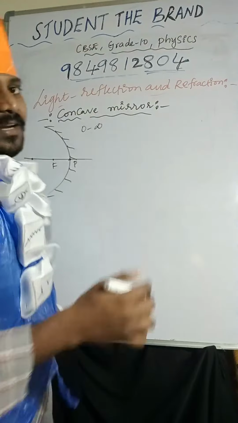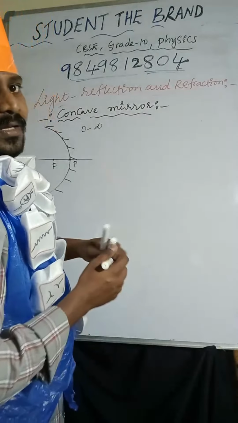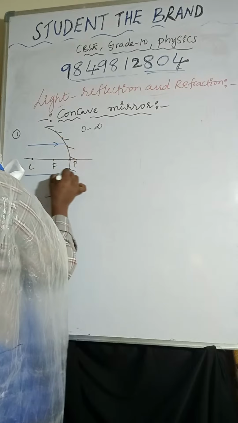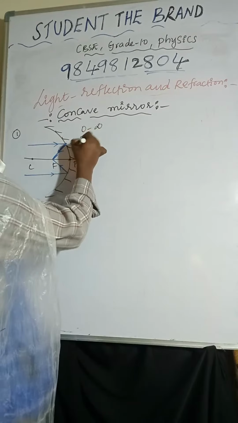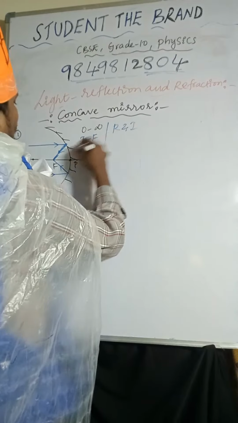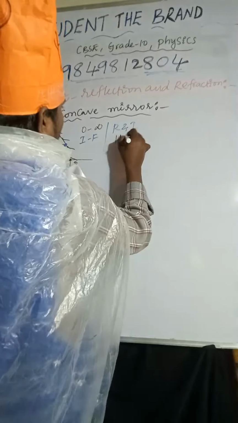How many light rays are required to form the image of the object? Minimum 2 light rays are required, right? So I'm considering one light ray like this, another light ray like this. So object is at infinity, image is forming at F. Nature of the image is real and inverted. Image size is highly diminished.